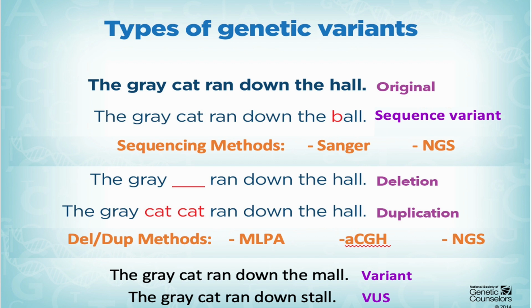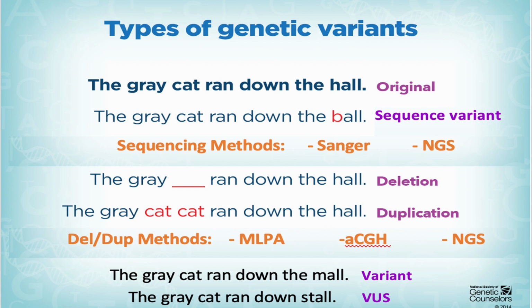These kinds of changes are typically identified through sequencing methods like Sanger sequencing and next-generation sequencing, which give us a detailed readout of the DNA sequence. Now we have a deletion. The gray blank ran down the hall. You'll notice a word is missing, just like a genetic deletion removes a part of the DNA sequence.